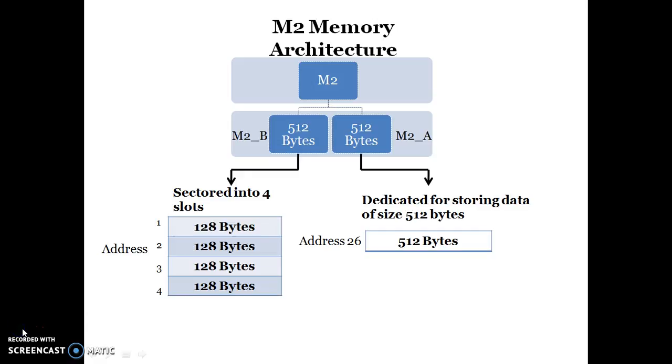We have made use of 2 memories of capacity 512 bytes each. We together name it M2. One memory of 512 bytes is dedicated to storing data of transaction size 512 bytes. The other memory is sectored into 4 slots which can hold up to 128 bytes each. To summarize, memory M2 can hold 4 data of size 128 bytes each and 1 data of size 512 bytes.